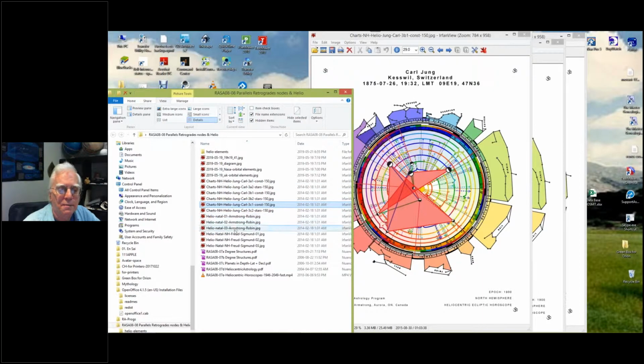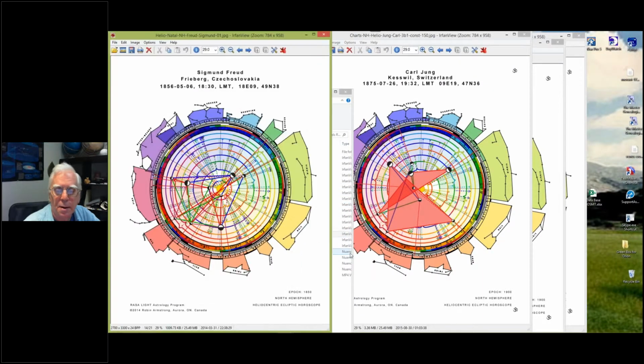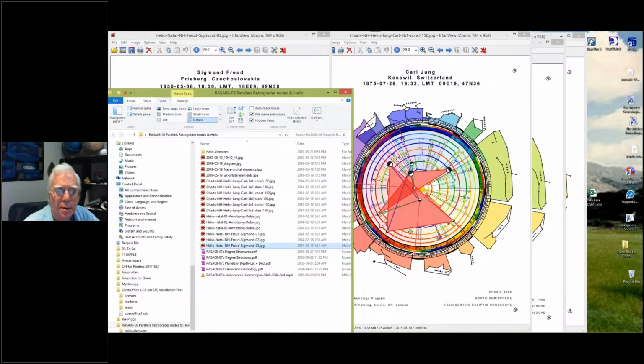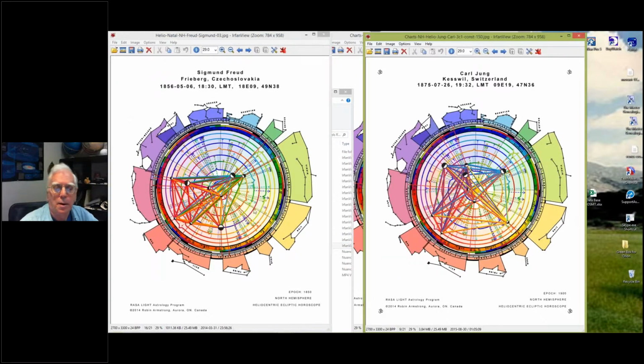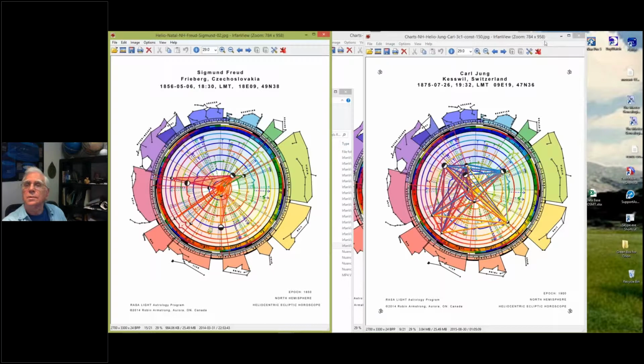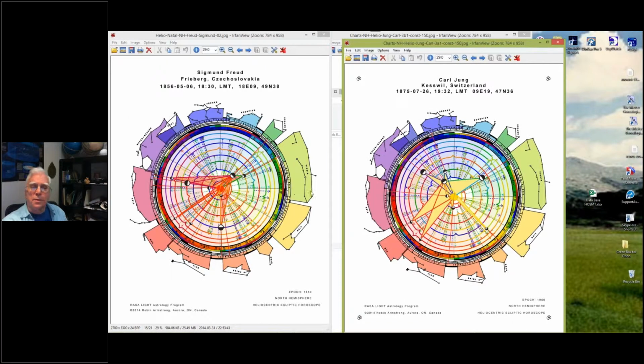Let's get Freud. Okay, so here's Freud's pattern type. There's Jung's. There's a really distinct, different balance between the two. If we took the second one, let's get rid of this one. With these pattern types too, this is one line from Earth, one line from the Sun.